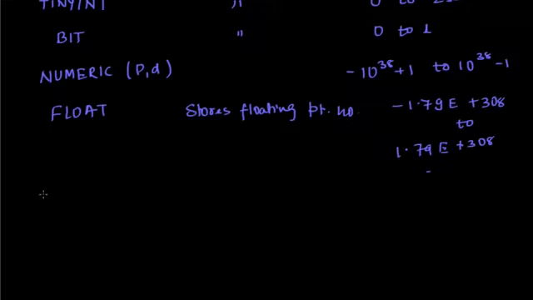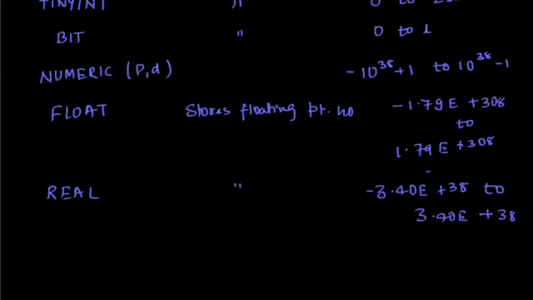And we also have real. Real will again store floating point numbers, with single precision for floating point numbers, and the range is again smaller than this, that is minus 3.40E plus 38. So these are the data types to store integers or numbers. Now we have other data types to store characters.